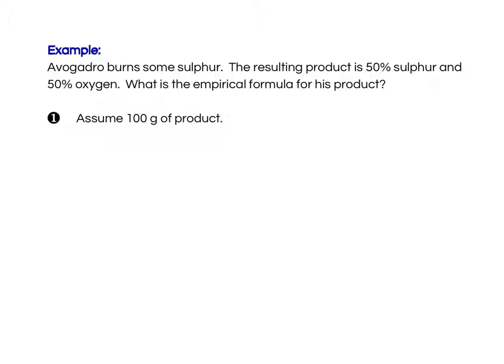So the first thing that you're going to do is assume that you have 100 grams of product. And I'm going to tell you why, if you're given percentages. In percentages, we know all percentages are written out of 100, right? That's what a percent is. So if we assume we have 100 grams of product, that just makes the numbers really simple to work with. If I have 100 grams of product and 50% of it is oxygen, then I can assume the mass of O to be 50 grams.